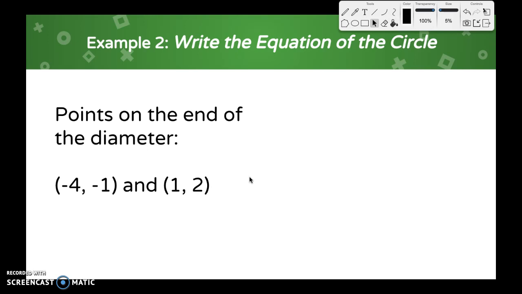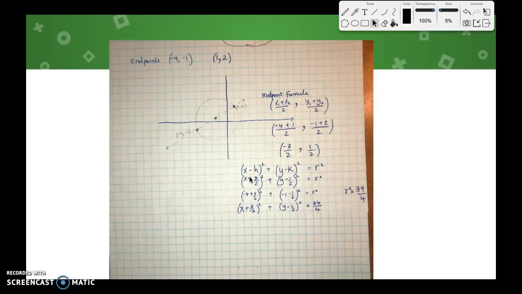That means we can use a little something called the midpoint formula to find the midpoint, because that will give us the center. So that's what I did here. I had to look it up. I couldn't remember it. And I ended up finding that my midpoint was at -3/2 and 1/2.